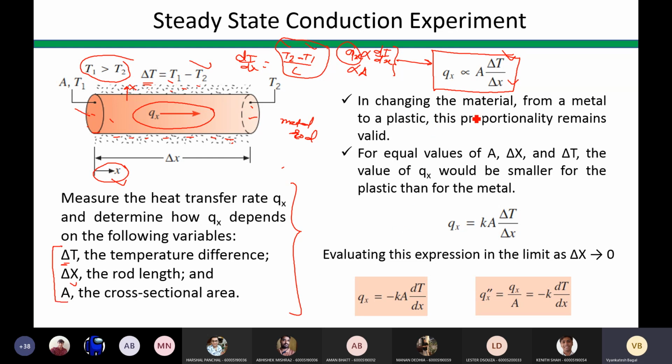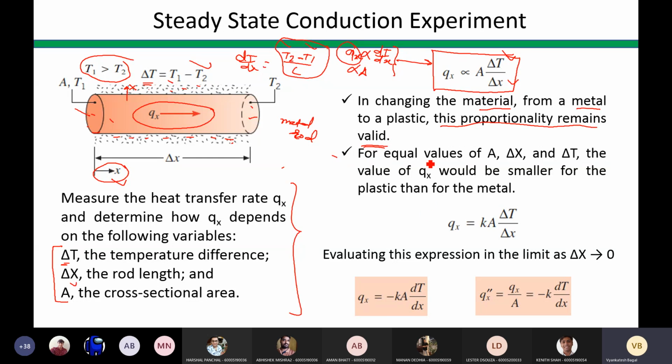So in changing the material from metal to plastic, this proportionality remains valid. What we will observe through the experiment is, even if you replace this metal bar by something like a plastic bar, then also Qx will be proportional to A and Qx will also be proportional to delta T by delta X. Clear? So the proportionality will remain intact even if you change the material of this rod or bar. Is it clear? This we will observe through the experiment itself.